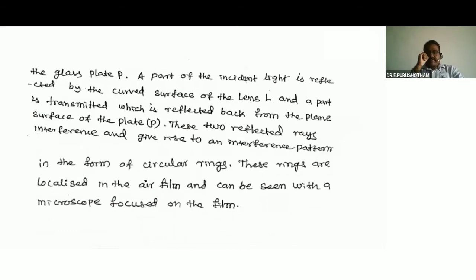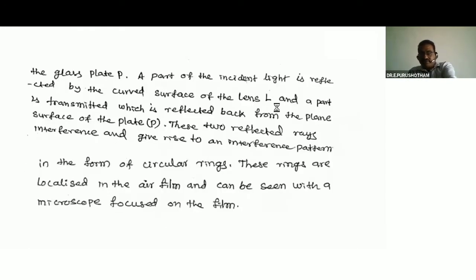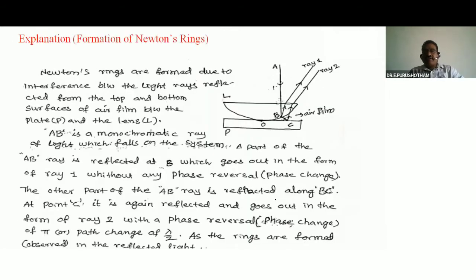A part of the incident light is reflected by the curved surface of the lens L and a part is transmitted, which is reflected back. You see ray 1 and ray 2. This is the AB monochromatic light. Here, for example, this is A, this is B. This monochromatic light beam is incident at point B. You see here at point B.